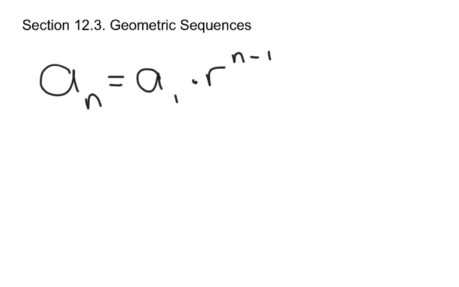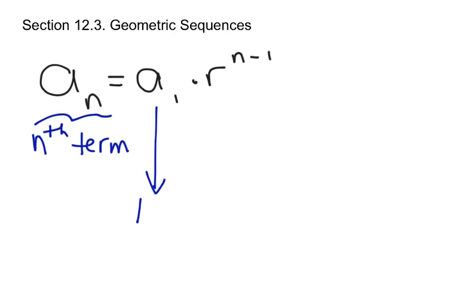A geometric sequence is one in which each consecutive term in the sequence is gained by multiplying the previous term by some number, called the common ratio. The formula we use for finding the nth term of a geometric sequence, a sub n, as it was with your arithmetic sequence, is the nth term. A sub 1 is your first term.